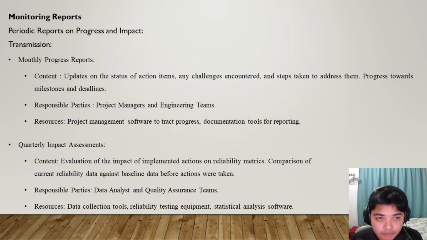For the monitoring reports, we have periodic reports on progress and impact. For the transmission, we have updates on status and action items. We have project managers and engineering teams to track progress for the software.